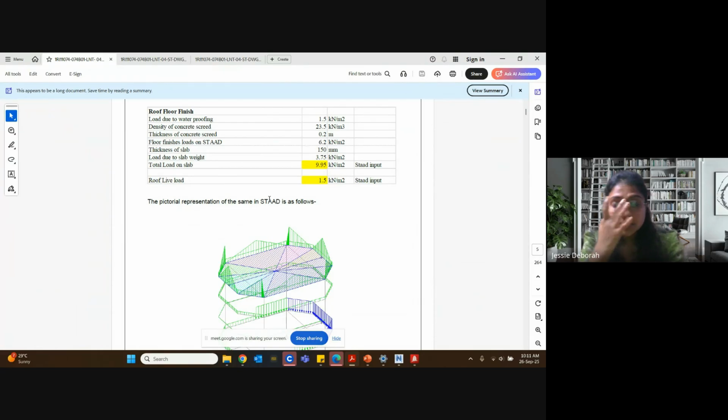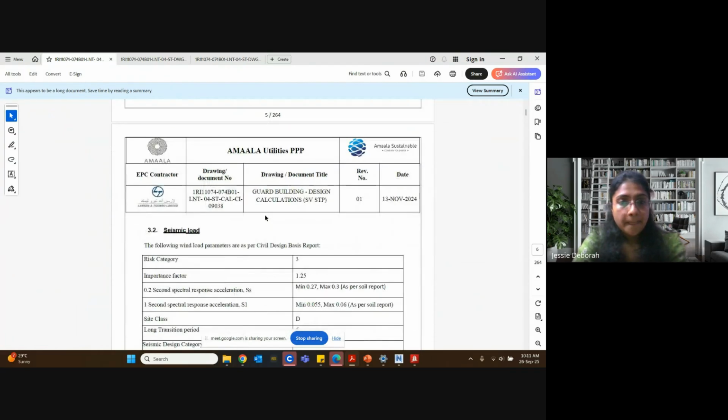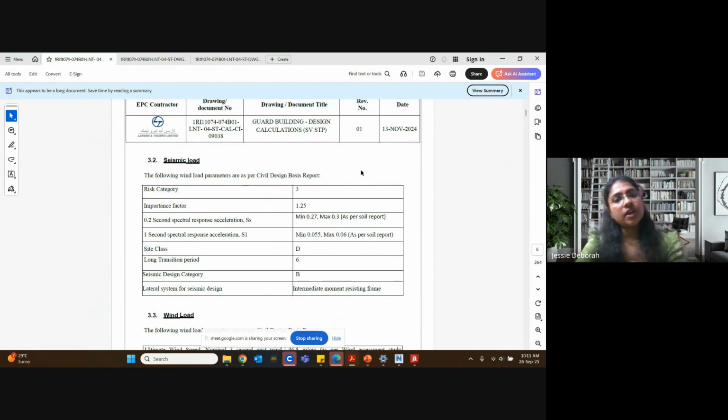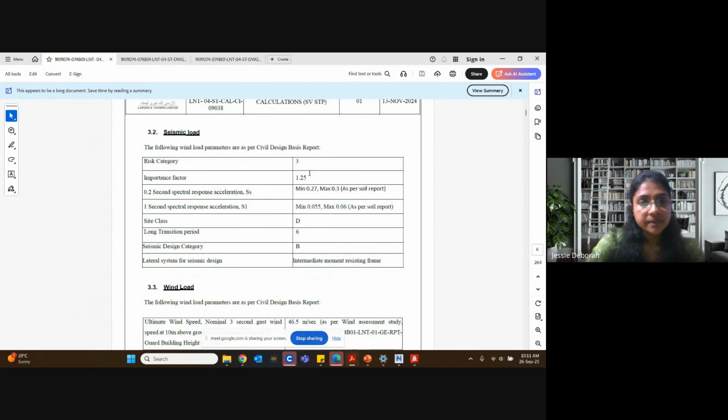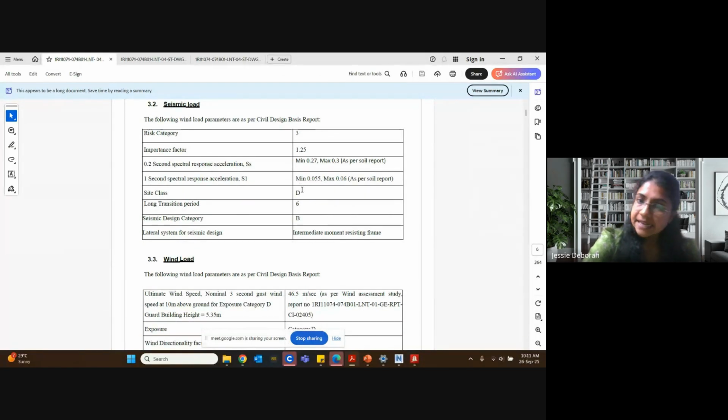Now getting into the seismic load. Now the details of the seismic load, mostly, you will see, will be given in our design. For every project this is different. So we are considering the civil design basis report here. So overall, if you see, there is a risk category that is given, the importance factor is given, then SS, that is the spectral response acceleration at 0.2 seconds, is here. Then for 1 second, the spectral response acceleration is there. Then there is a site class that is given.